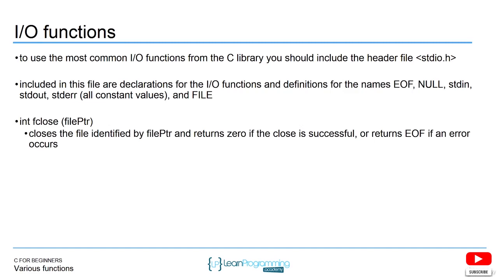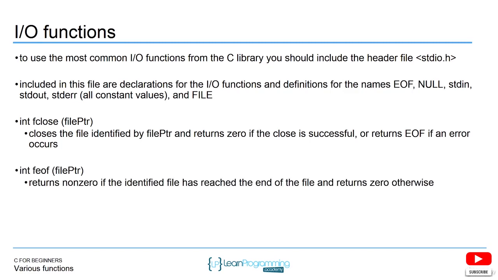fclose is a function that we used to close our streams. It closes a file identified by a file pointer. And it returns 0 if the close is successful, otherwise EOF. feof, that's a function we didn't use explicitly, but that will check whether or not you're at the end of the file. As opposed to comparing to a constant, you can do an feof.